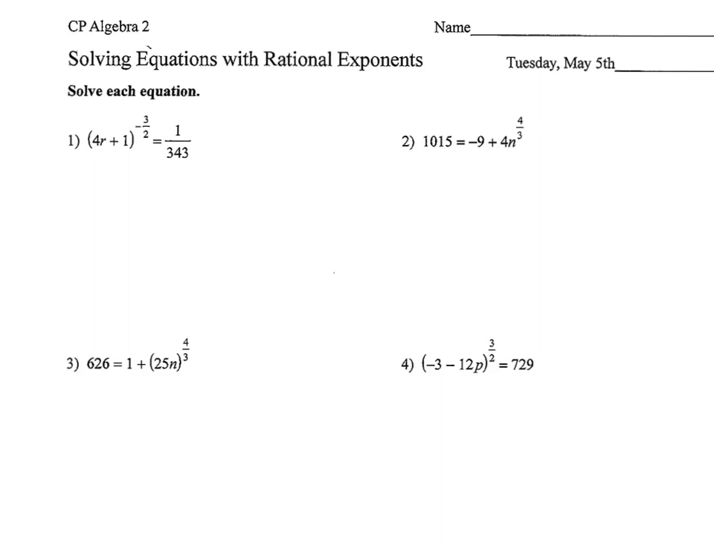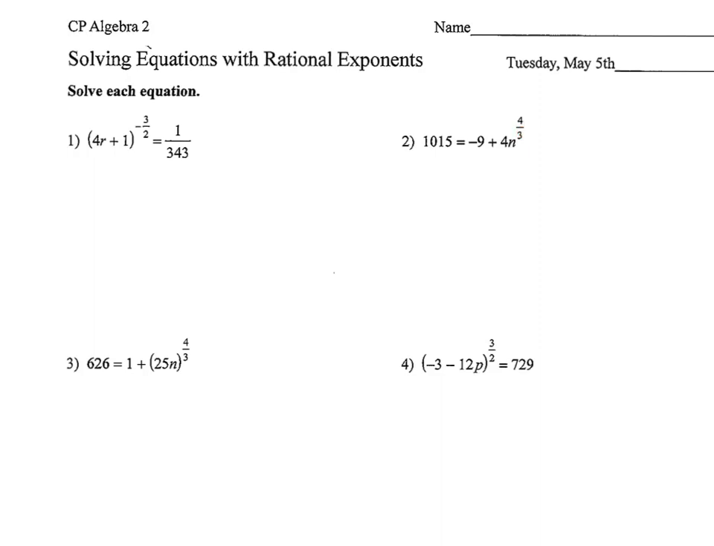On number 1, I need to undo this power. I'll show you how to do that, and then undo the adding 1, and then undo the multiplying by 4. On number 2, you need to undo an add 9, you need to undo a divide by 4, then undo this power.